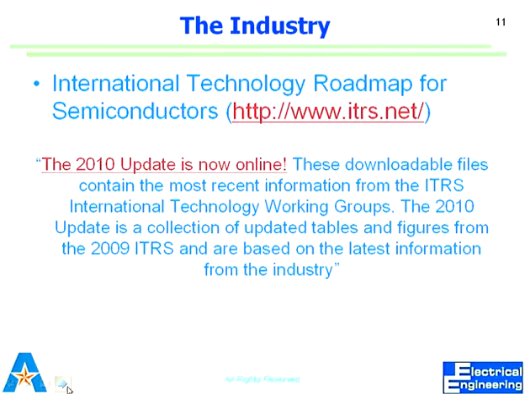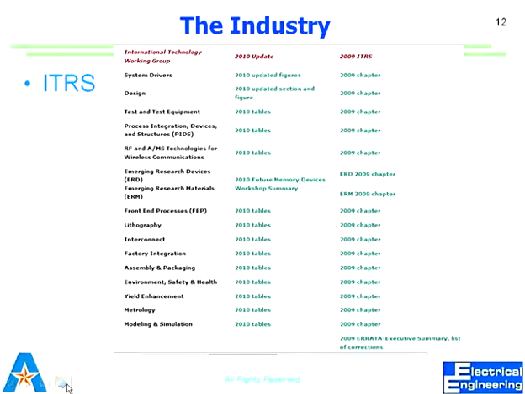So they keep on updating their roadmap, which brings tables and collections from the previous year and brings the latest information from the whole industry. These are some of the numbers from some of the metrics for different parts they have. It's from last year. They have test equipment, RF devices, which is used in wireless, emerging devices, numbers on lithography, interconnects, integration. So these are all different parts of the industry.